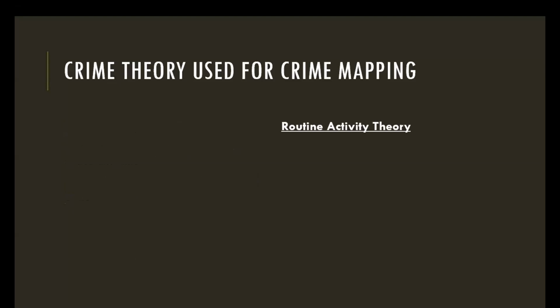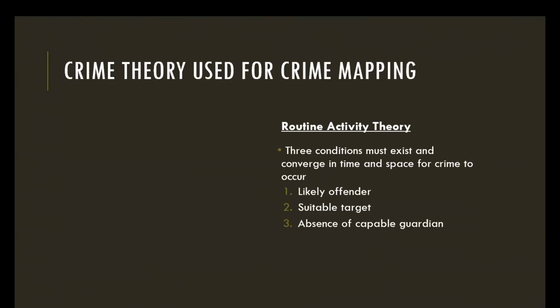So the second of the two theories is routine activity theory. And this was introduced in 1979 post-World War II, where it was concluded that the likely causes for rising crime proposed by social disorganization theory were less relevant after the war. Socioeconomic variables were improving, yet crime was still rising. So what was proposed in routine activity theory is that three conditions must exist and converge in time and space in order for most crime to occur: a likely offender, a suitable target, and the absence of a capable guardian.